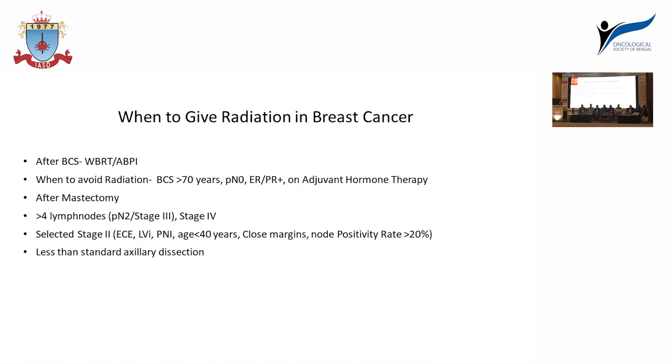We don't give axillary radiation whenever you are doing a complete axillary dissection. But whenever you are doing a sentinel node biopsy which is positive, and you are not doing axillary dissection, then that is one indication where you give radiation. There is some soft indication where radiation is being given. Other than that, in routine practice, we are not giving radiation to the axilla. Other than what they have told, we are really not practicing.